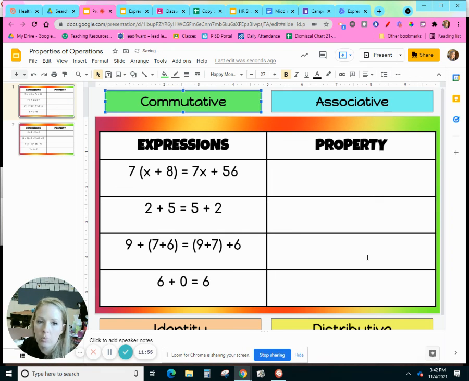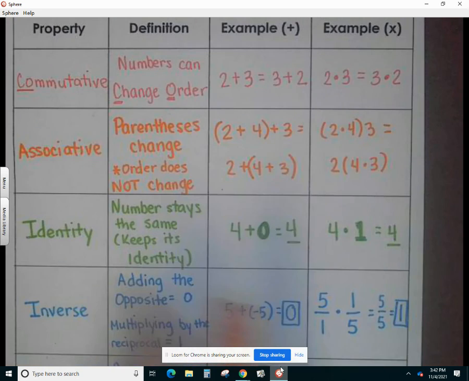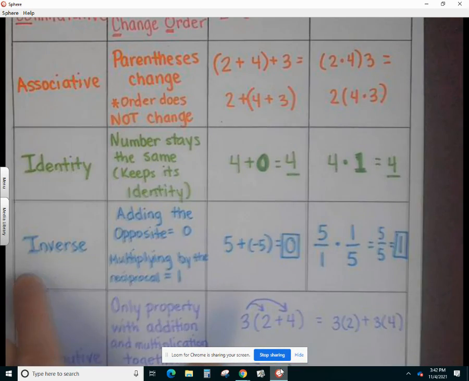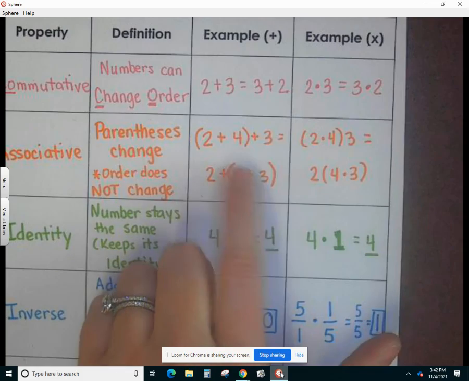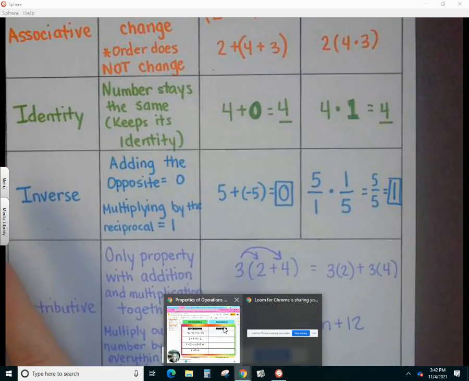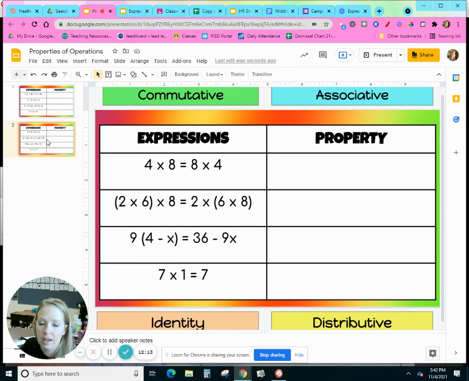So again, you're just going to want to look back at your notes and go, okay, if it's something about adding the opposite equals 0, then I would know that it's inverse. If it's something about moving the parentheses around, I would know that it's associative, and so on. There are 2 slides, so make sure you do the first slide and the second slide.